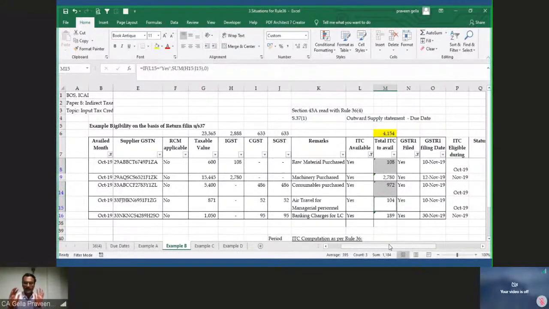Now, hope till now you have understood the provision. If you feel this is Greek and Latin or it is very cumbersome, GST law is like that, rule 36(4) is like that. Only Excel can come and save our life.